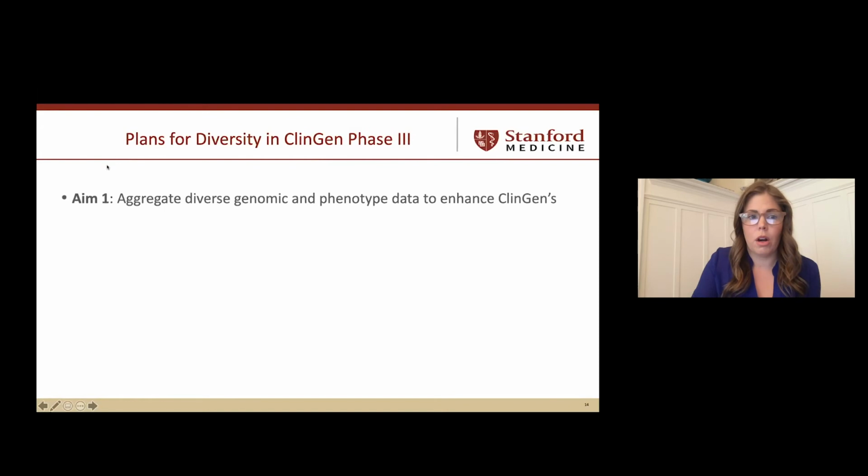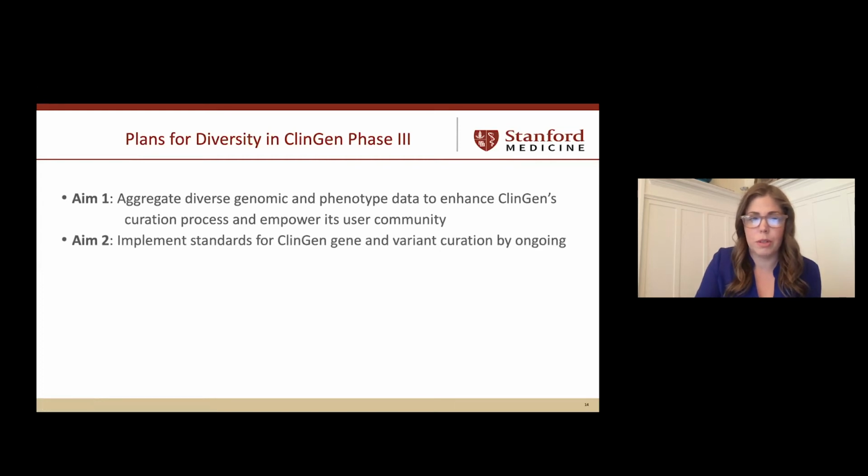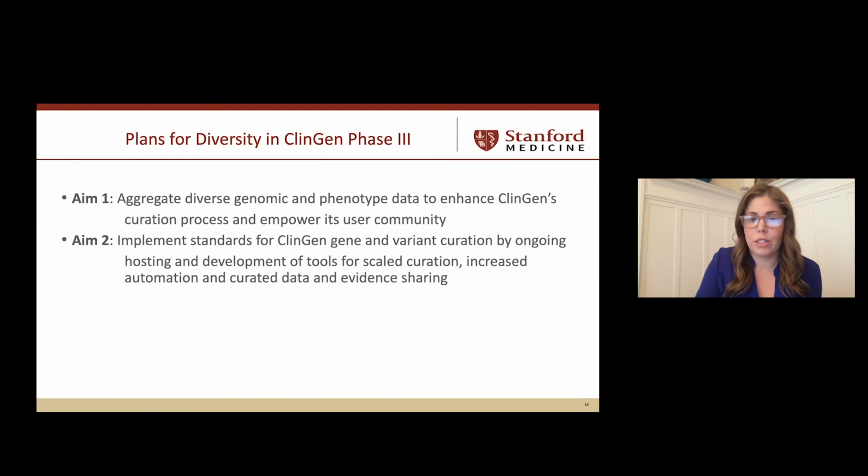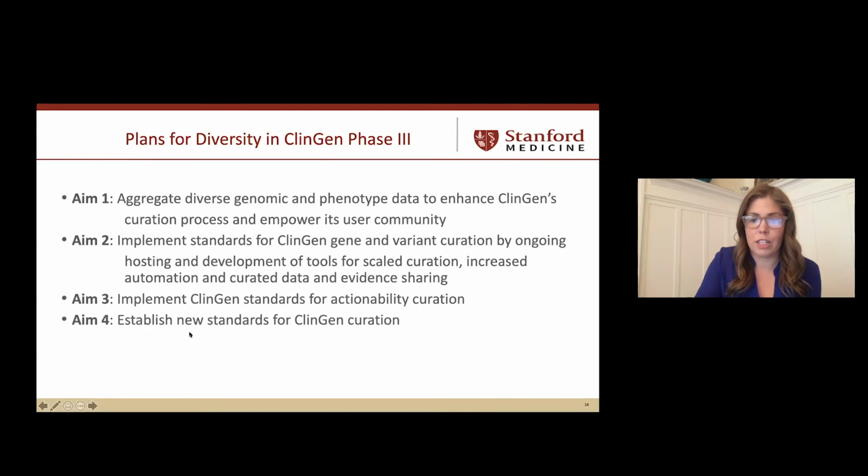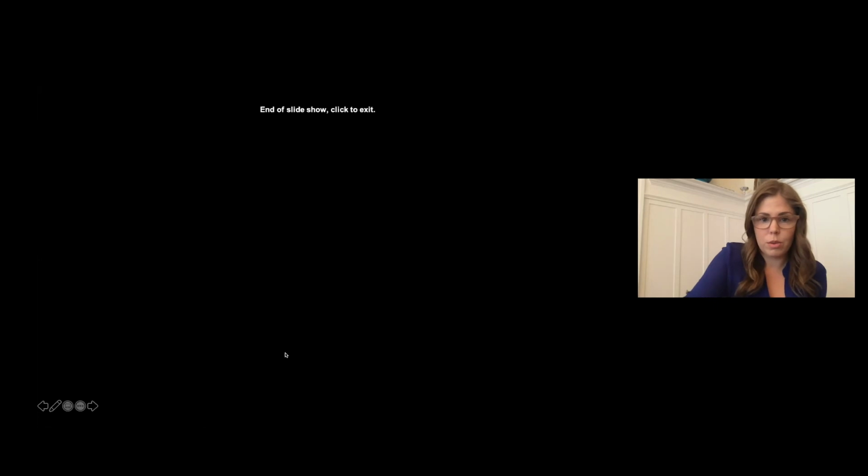So our basic aims are, number one, to aggregate diverse genomic and phenotype data to enhance our curation process and empower our user community. We want to implement standards for ClinGen gene and variant curation by hosting workshops and developing new tools to scale curation and increase automation. We want to implement our standards for actionability curation, establish new standards for curation, and disseminate ClinGen knowledge and evidence to the broader community.